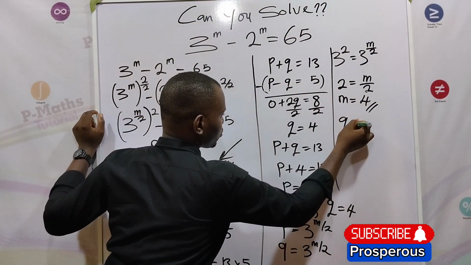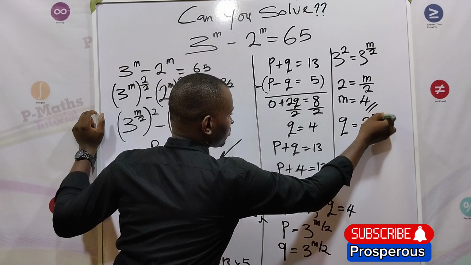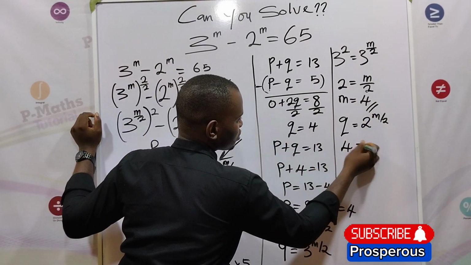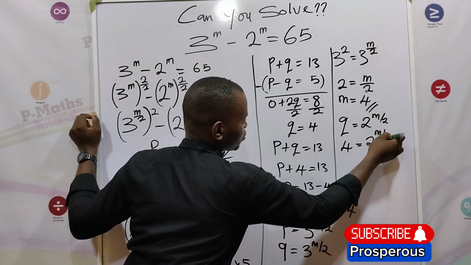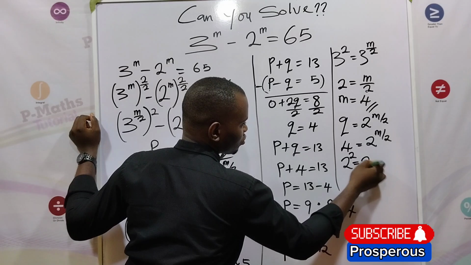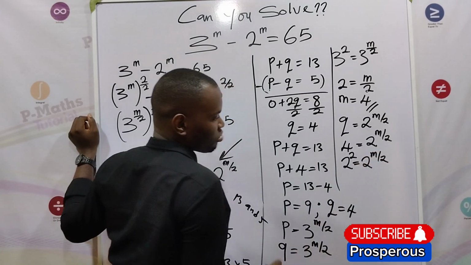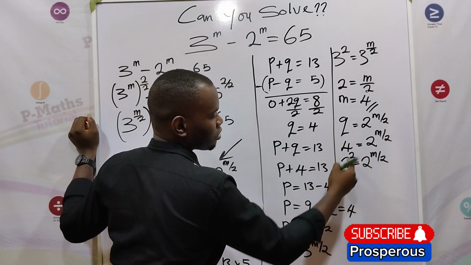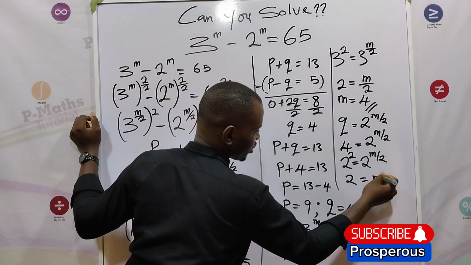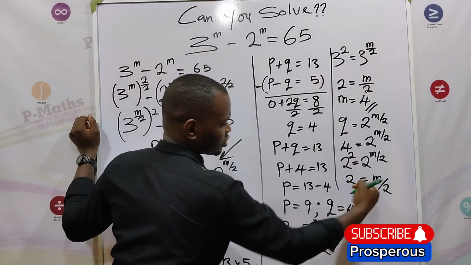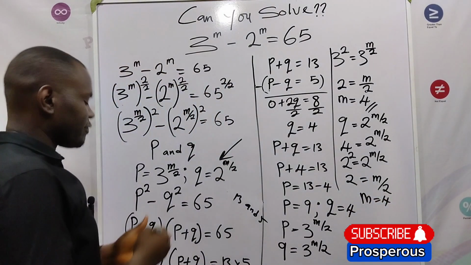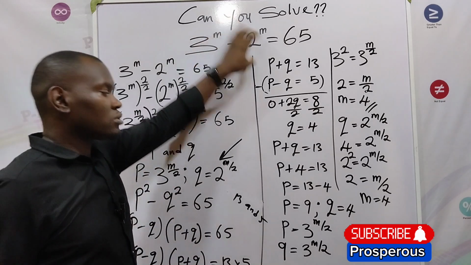So I have q equals 2 power m over 2, and q is 4. So I would say 4 is equal to 2 raised to the power m over 2. And 4 can be written as 2 raised to the power 2 equals 2 raised to the power m over 2. The same thing, the bases are equal. I will equate their powers. So 2 is equal to m over 2. If I cross multiply here, I will have m as 4. So the value of m for which this equation is true is 4.